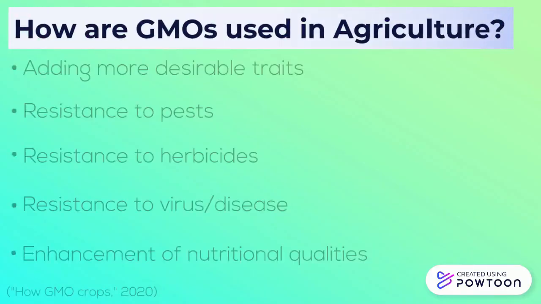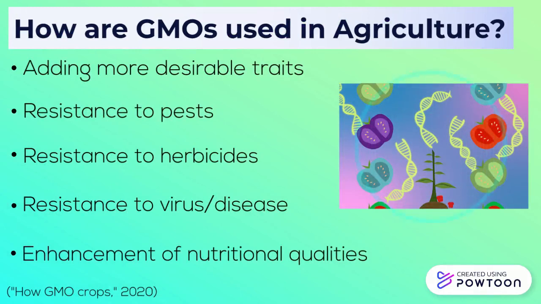Now, how are GMOs used in agriculture? GMOs are used to add desirable traits to plants or crops that don't already have them naturally. These traits could be added for the resistance of pests, herbicides, viruses, or disease, or even the enhancement of nutritional qualities. So, how do we get there?